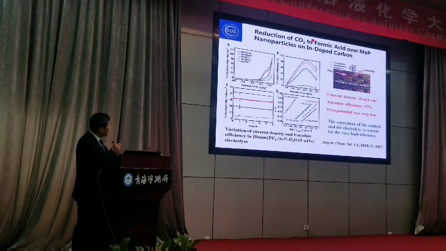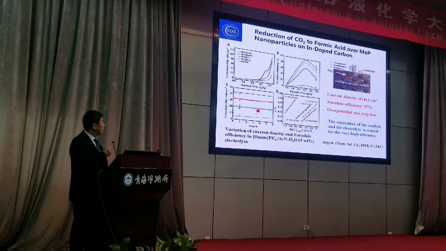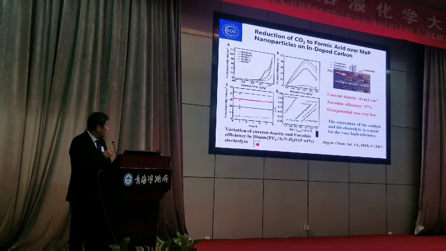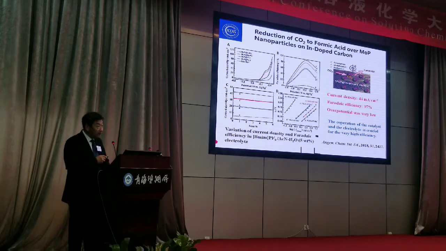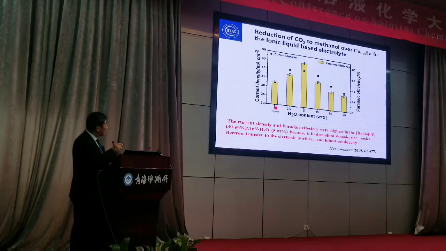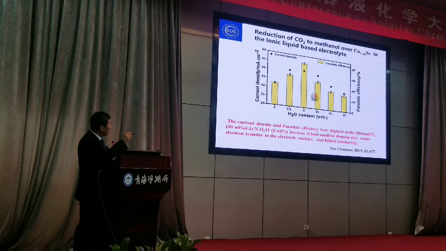For example, using another catalyst, we found that this electrolyte is also very efficient. The current density can be higher than 40, which is very high, and the selectivity can reach 97%. Here the cooperation of the catalyst and the electrolyte is crucial for the very high efficiency. We can also produce methanol using this ternary electrolyte. Without water, the current density is lower and the selectivity is lower. If we add 5% of water, the current density can be much higher and the selectivity can also be very high.